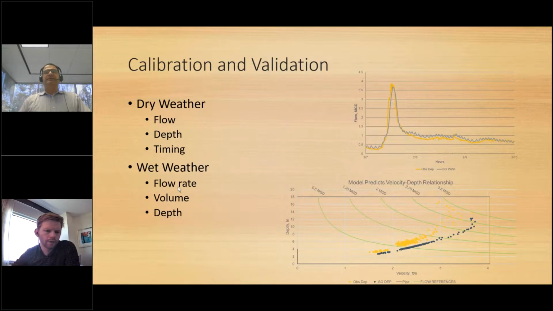Normally, do you go through a process where you calibrate to the dry weather and then move on to the wet weather? Yes. Are there ever problems with conflicting results, where you get the flow looking really good and the depth doesn't look as good, or usually when one lines up, the other lines up?